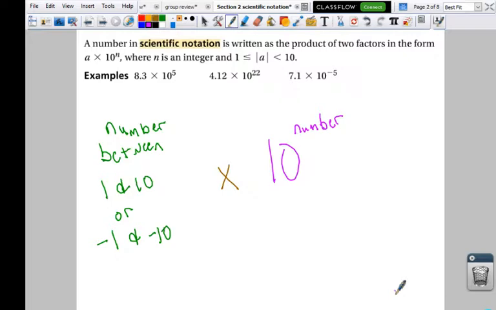So these are some examples. For this first one, 8.3 is between 1 and 10, so that works. Then we've got our times sign, and 10 to the 5th. That's fine. The next one, 4.12 is between 1 and 10, times 10 to the 22nd, that's fine. This last one, 7.1 is between 1 and 10, times 10 to the -5. This exponent could be negative, it doesn't matter. The only thing that matters on this number is no decimals.